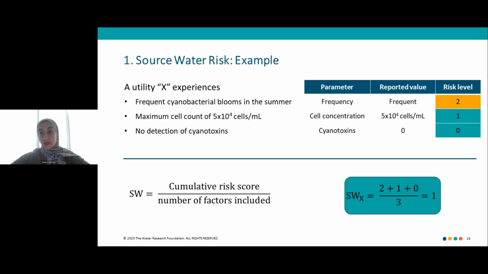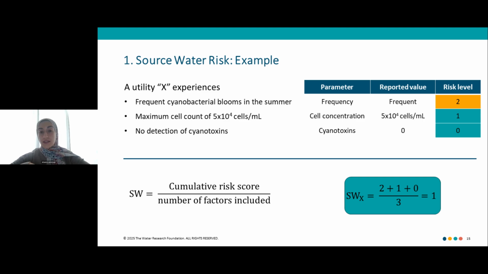And for the cyanotoxin, we can see that since they have never been detected in the plant, they are at risk level of 0. So what the utility has to do is just sum all of these risks and divide by the number of parameters that they have used. Since they have used 3 parameters, they're just going to divide 3 by 3, which gives them a 1, which is a moderate risk level.